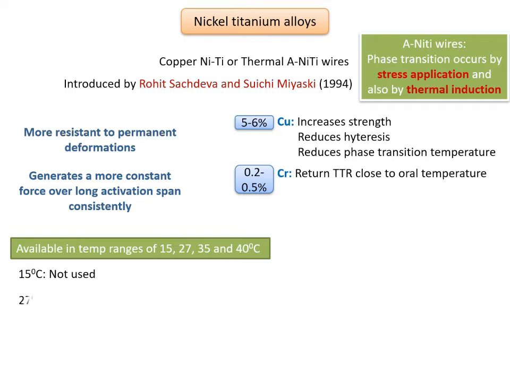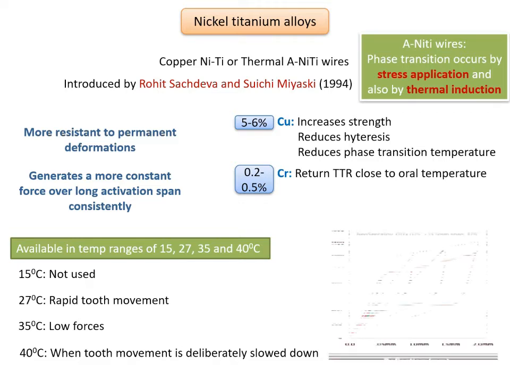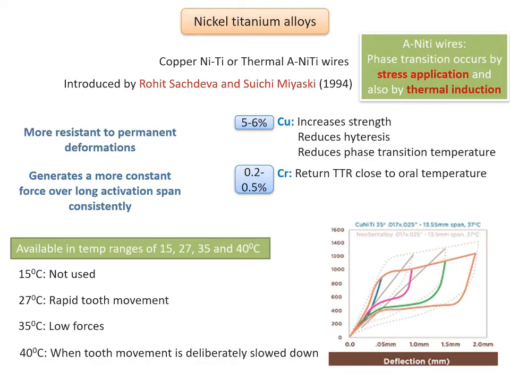So it is best used in patients with average or high pain threshold, and it is used in patients in whom rapid tooth movement is required and patients with normal periodontal health. Type 3 has an austenite finish temperature of 35 degrees centigrade and generates mid-range of force. It is best used in periodontally compromised patients where relatively low forces are required.